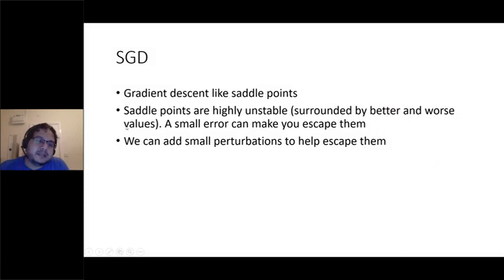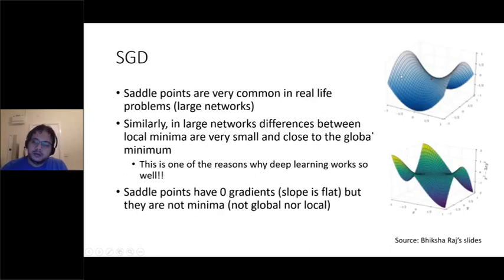One problem is that gradient descent algorithms like saddle points. But saddle points are highly unstable, surrounded by better or worse values, so a small error can make you escape them. One way of escaping saddle points is to add small perturbations to the gradient. We don't follow the real gradient in this direction, but we add some perturbations so we go, for example, in this other direction. Slightly moving, we can escape it.